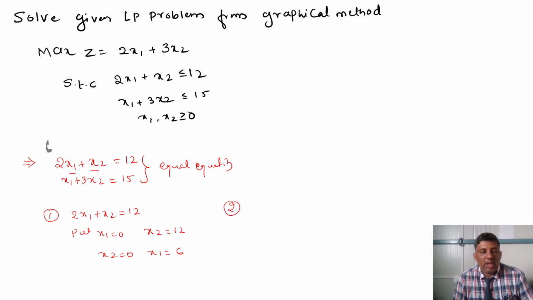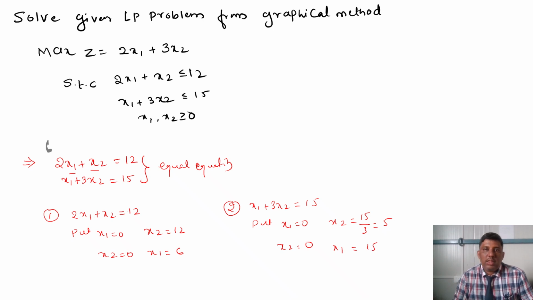Similarly, we will go for the second equation. The second equation is given as x1 plus 3x2 is equal to 15. Again we'll follow the same process. Put x1 equal to 0 and the x2 value will become 15 by 3, which is nothing but 5. Similarly, when x2 is equal to 0, then x1 is going to become 15. So here we got two coordinates, and we'll go for plotting the graph.